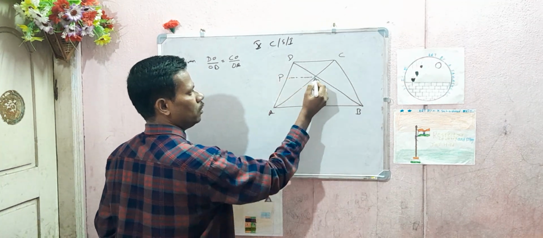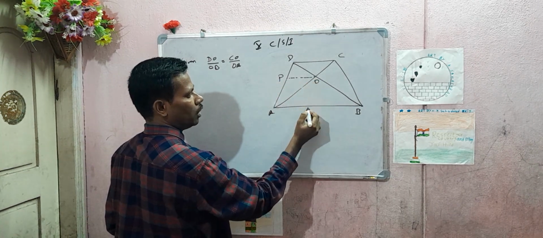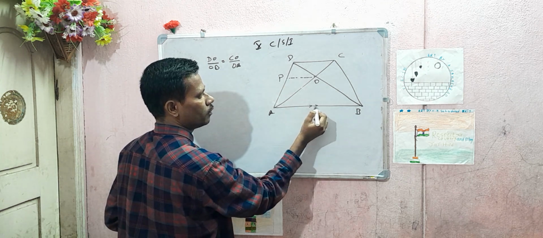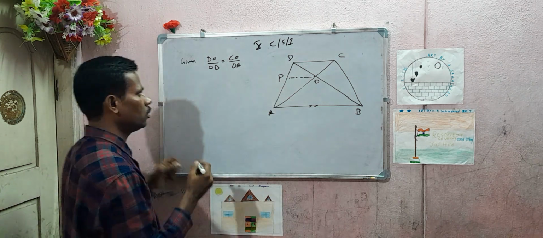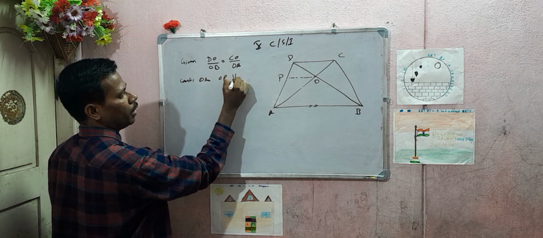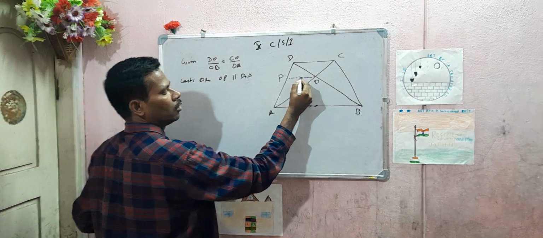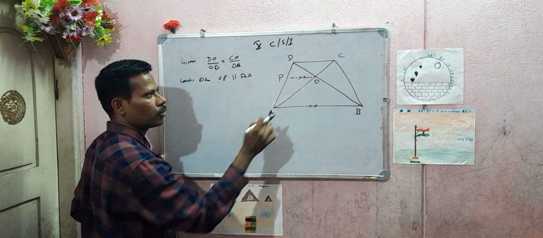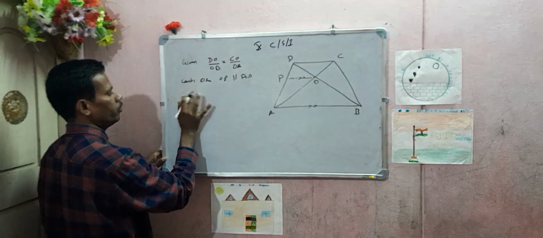Now this is the construction. Draw OP parallel to AB. Just write down like this. In construction, draw OP parallel to AB. Use basic proportionality theorem for this triangle. Consider proof.